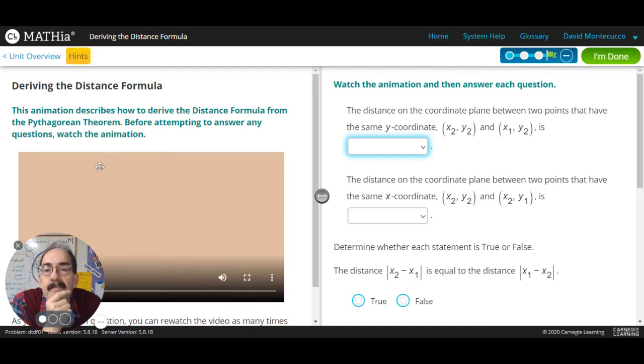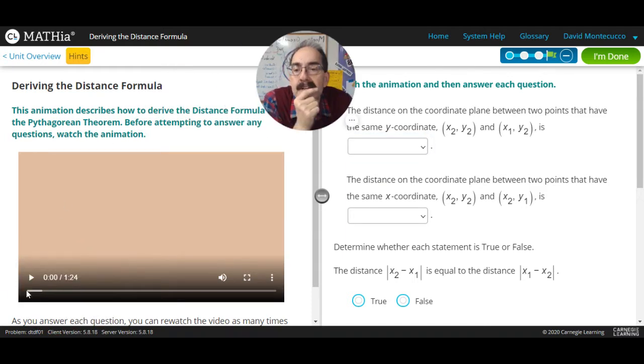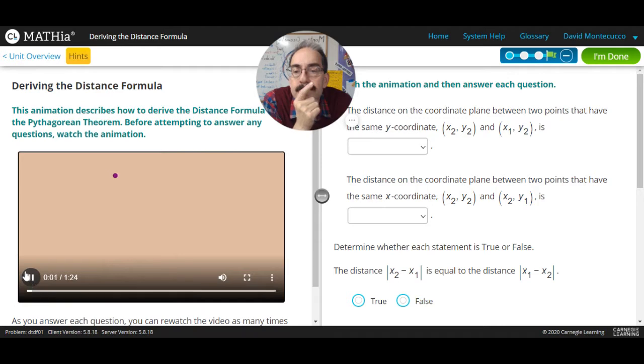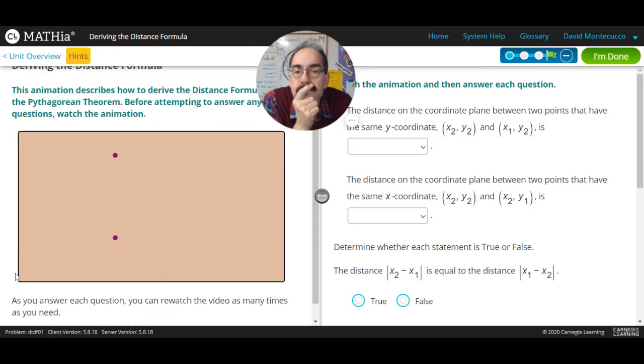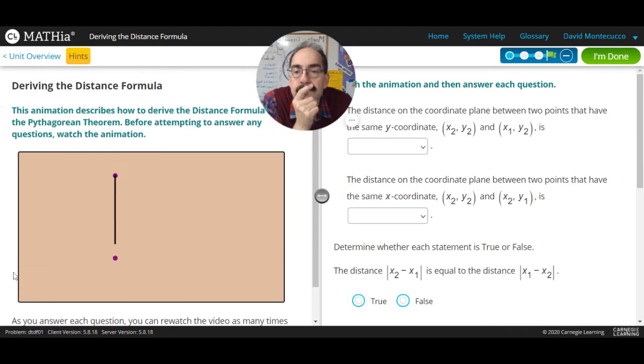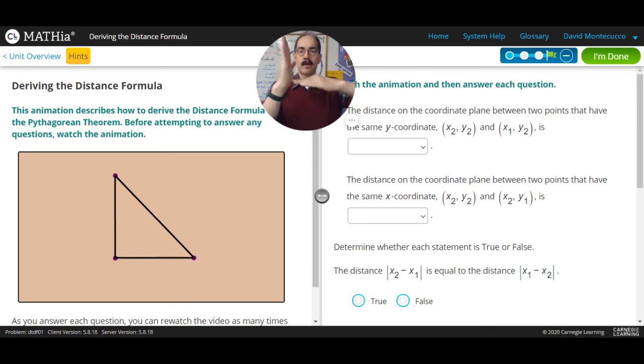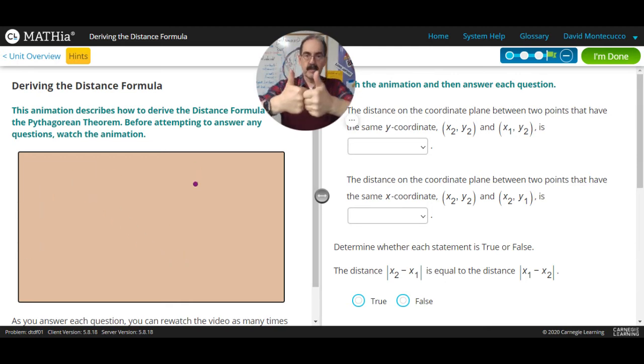Okay, let's watch this animation, see what they have to say to us. If you pick two different points on the coordinate plane, those points will either be on a vertical line, on a horizontal line, or will form the endpoints of a hypotenuse of a right triangle. You can try it out. Draw any two points on a sheet of paper.